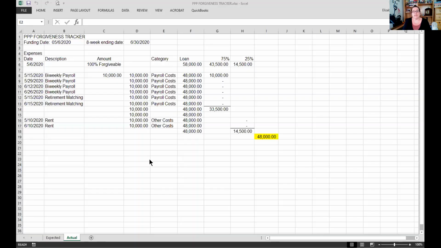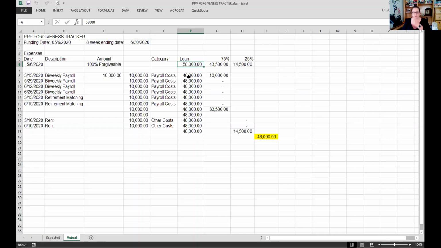And people were getting funded in a lot of cases. They got their PPP money before they got their EIDL grant. And in that case, the EIDL grant will come off of this loan number as far as how much is available to be forgiven. So if you got all $10,000 that was available, then only $48,000 of this is available for forgiveness.